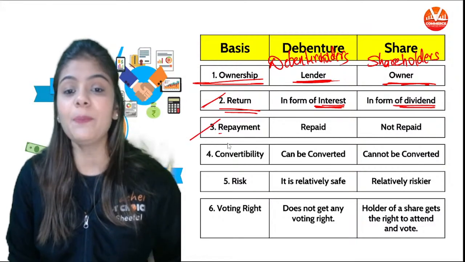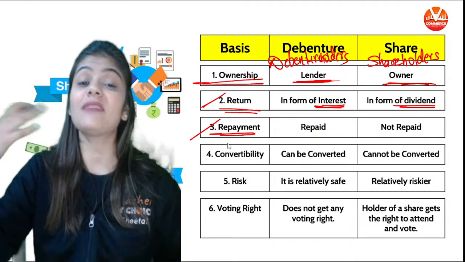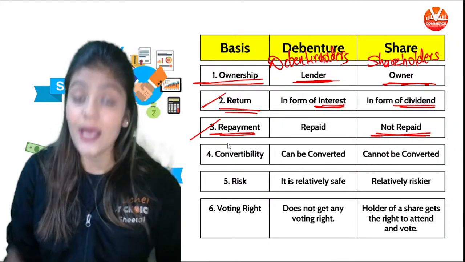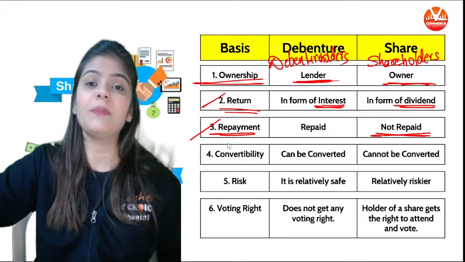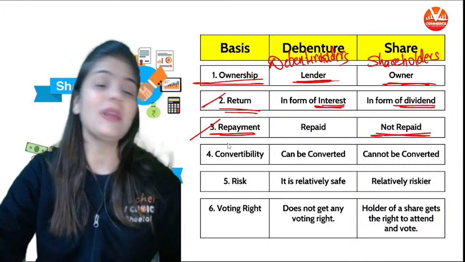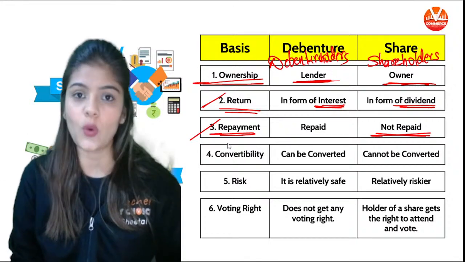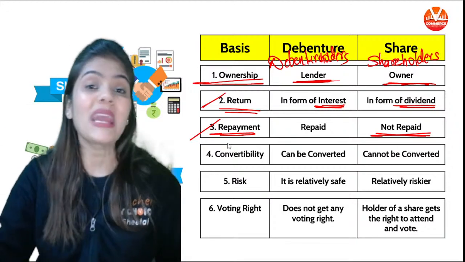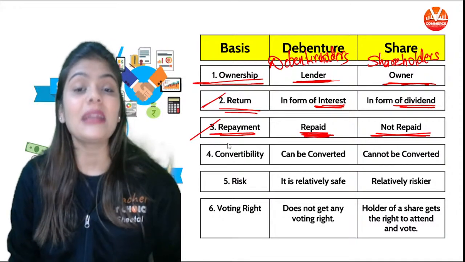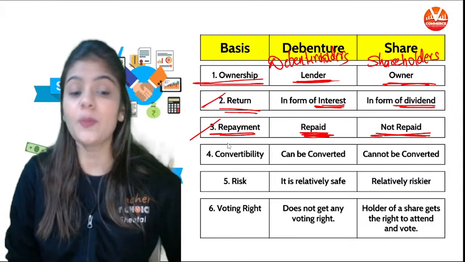Third difference, repayment. Shareholders are never repaid. Shareholders का पैसा वापस नहीं होता. अगर कंपनी को अच्छा खासा प्रॉफिट होगा, लास्ट में कोई पैसा बचेगा कंपनी के पास, तो शेयर होल्डर को पे कर दिया जाएगा, तो रीपेमेंट होगी. बट अगर कंपनी के पास पैसा नहीं बचा तो रीपेमेंट नहीं होगी. Nothing will be repaid to the shareholders. So repayment is not made to the shareholders. But in case of debentures, the repayment is made. It will be repaid. So this was the third point, repayment.